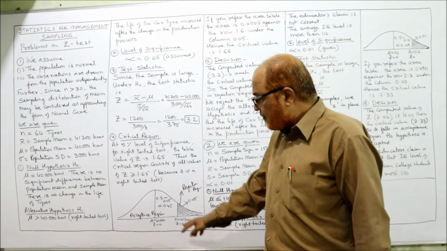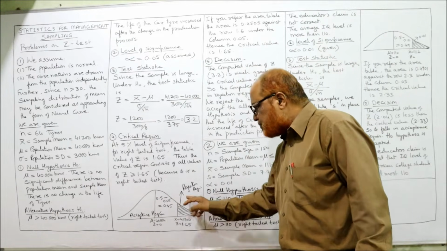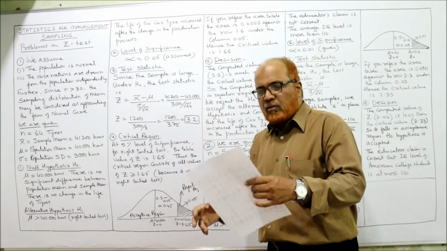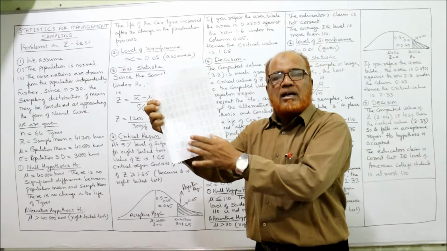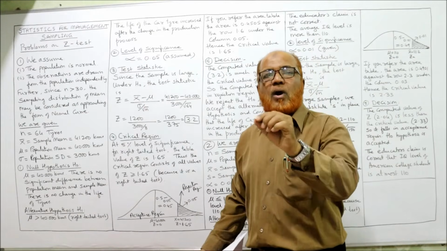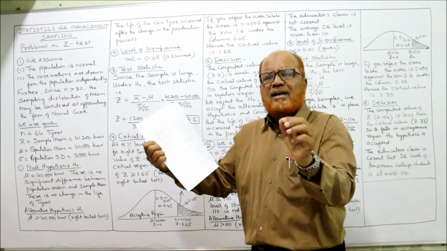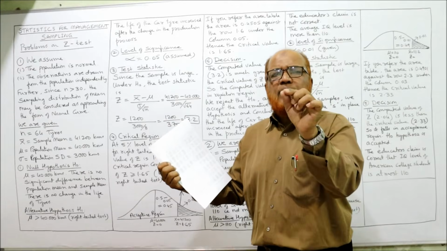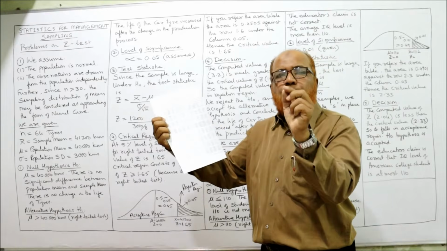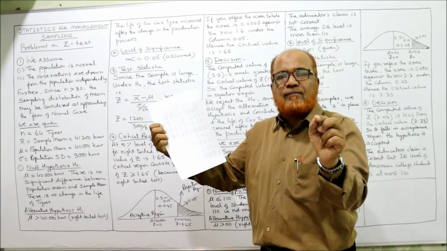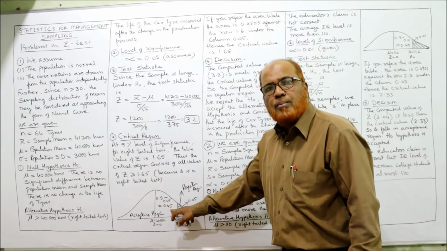Now, 0.45. Total area is 0.5. 0.5 minus 0.05 is 0.45. Now, the body of this table will have all the areas. In this area, locate 0.45. So, if you search for 0.45, you will not get exactly 0.45. You will get 0.4505. If you carefully observe, you will get 0.4505. That value is very near to 0.45.